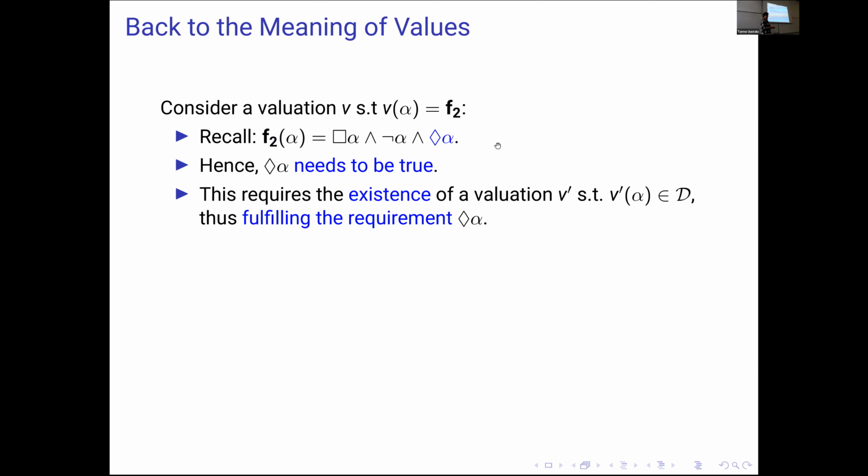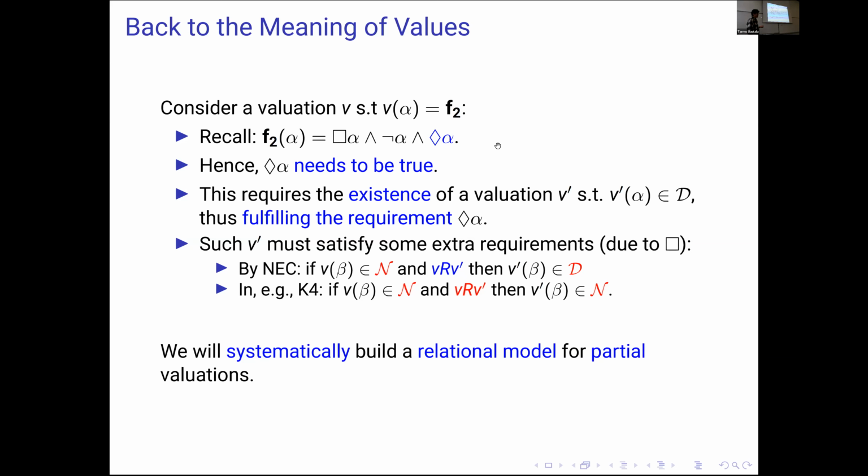So the diamonds in our semantics are going to give us the need for showing another thing, the existential quantification, right? So diamond alpha needs to be the case. In that particular case, you have to show me another evaluation, v prime, such that v prime is designated, right? And then we fulfill the requirement of the diamond.